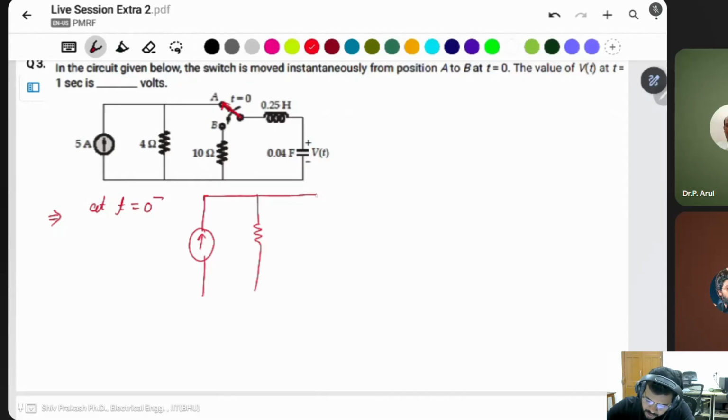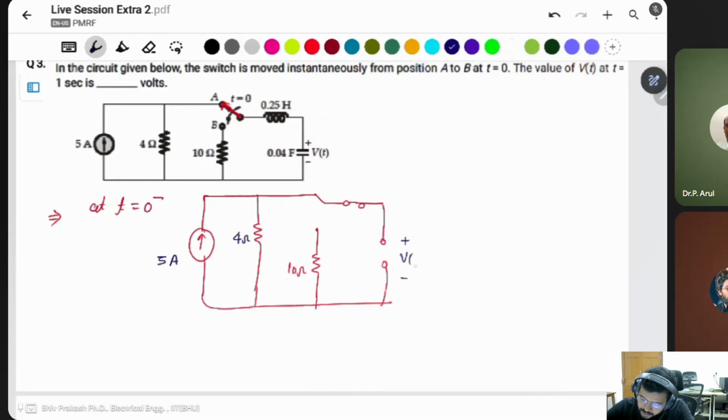This inductor will be short circuited and the capacitor will be open circuited. The 5 ampere source, this is 4 ohm, and this is Vt. It means 0 at 0 minus. What is this voltage?